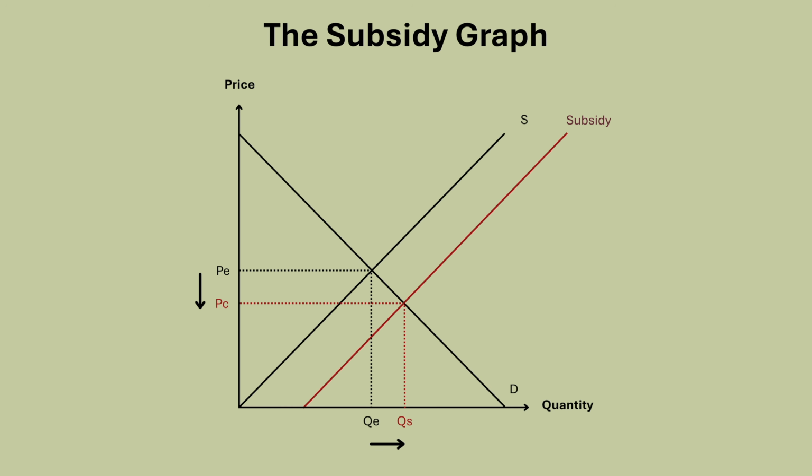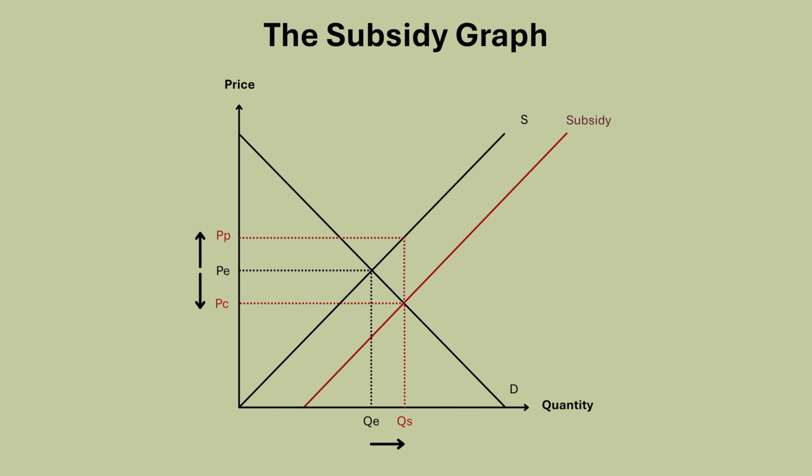Now here's the tricky part. We need to keep drawing the QS dotted line up until it hits the supply curve. And then we go across to the price axis and we can label this price PP. This is the price that the producers receive, which you can see is higher than the original price. This is because part of the subsidy goes towards the producers, so they get that money as well. So it goes partly towards consumers and partly towards producers.